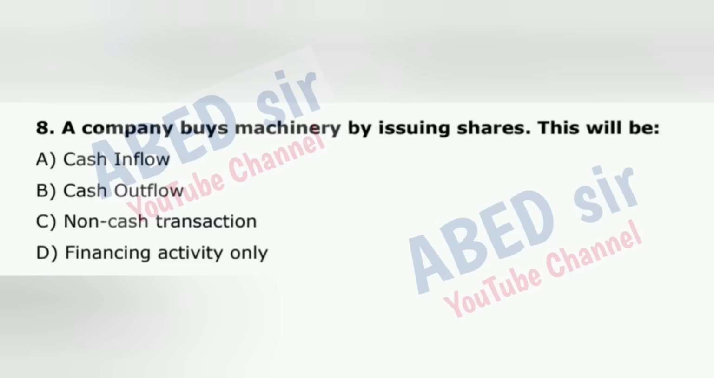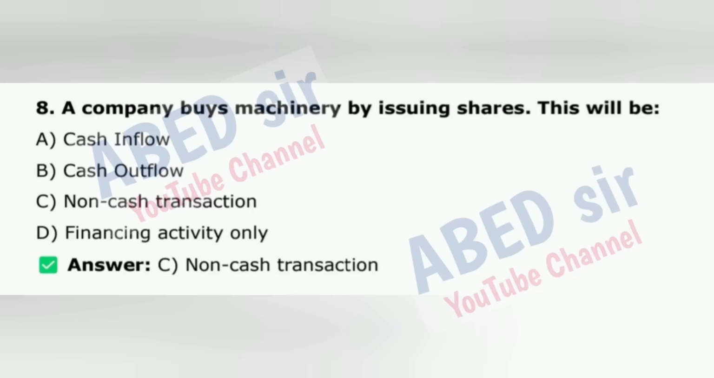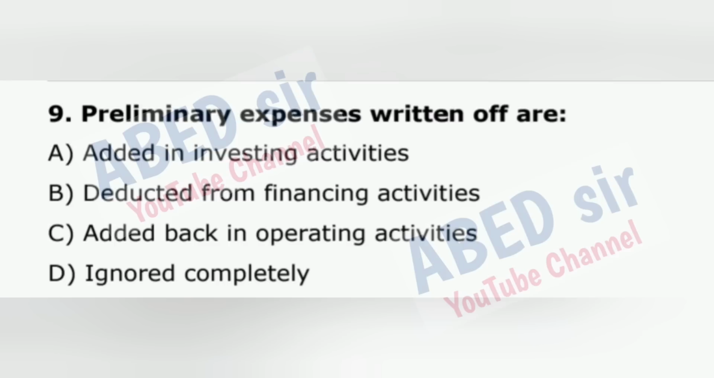Next question. 8. A company buys machinery by issuing shares. This will be A. Cash inflow. B. Cash outflow. C. Non-cash transaction. D. Financing activity only. Answer C. Non-cash transaction.